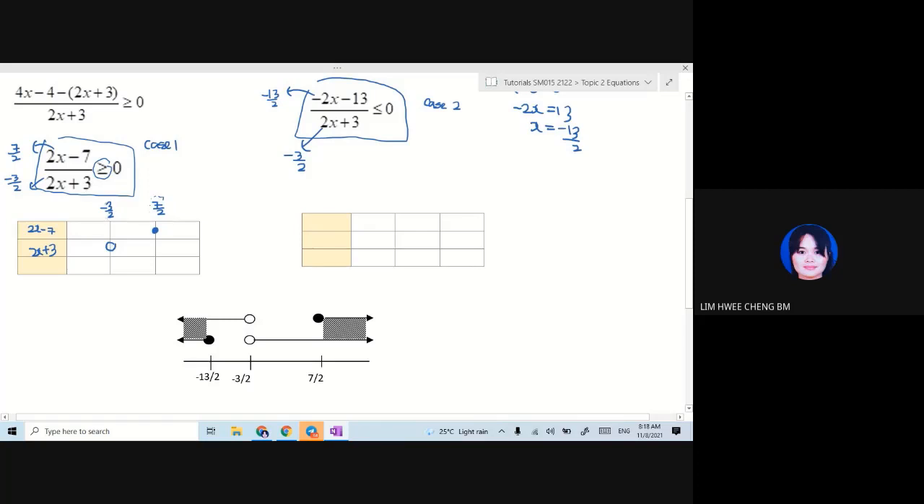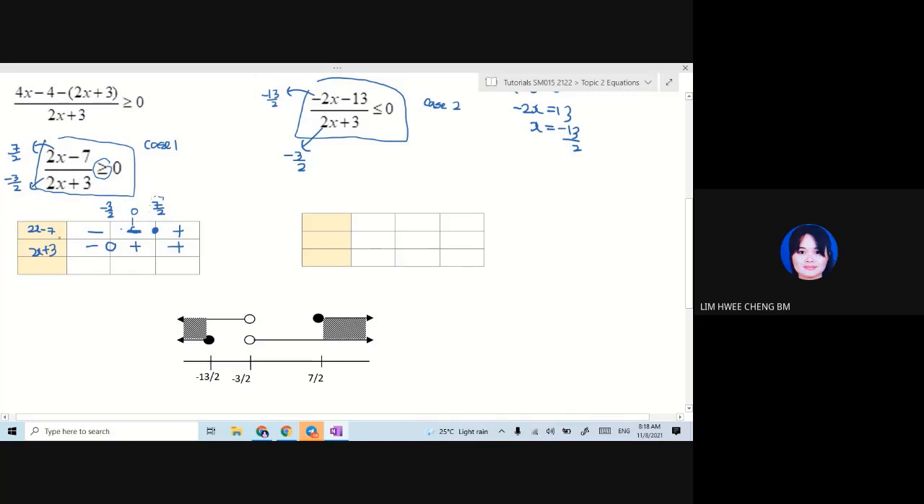Then you simply pick a value. Let's say I choose 0 here. I substitute into the linear factor 2x minus 7, so I will get negative, and I have a positive sign on the other side. When I meet the zero, I have to change the sign. For the other factor, 2x plus 3, same thing, I substitute 0 and get positive 3, so I have the positive sign here. When I meet the zero, I change the sign.